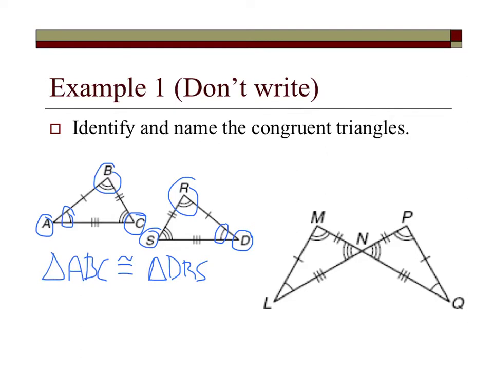Notice how if I look at side AB, it should match up with side DR. AB has one tick mark, DR has one tick mark. Very, very important. And that would work with BC, RS, and then AC and DS as well. So you really have to make sure that you're writing it in the correct order.